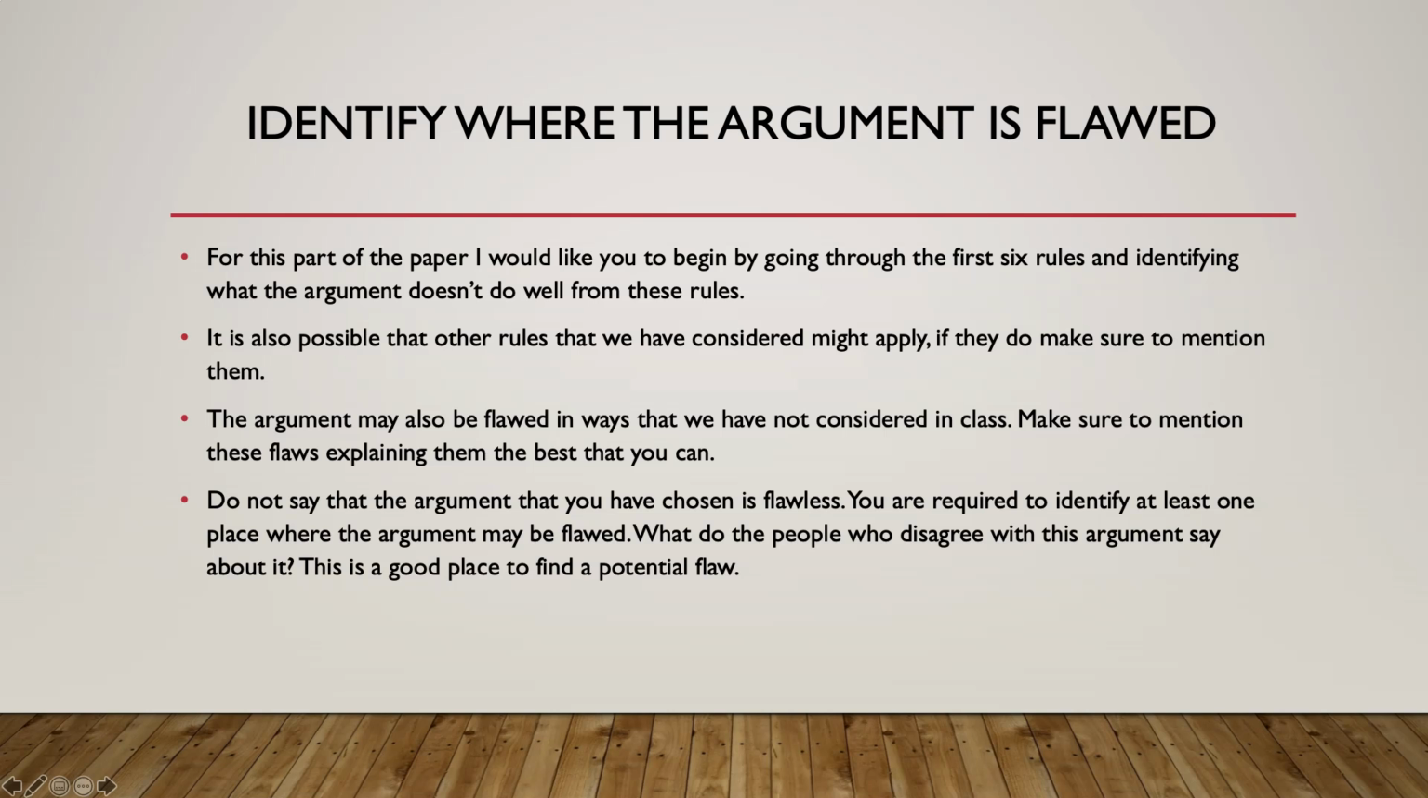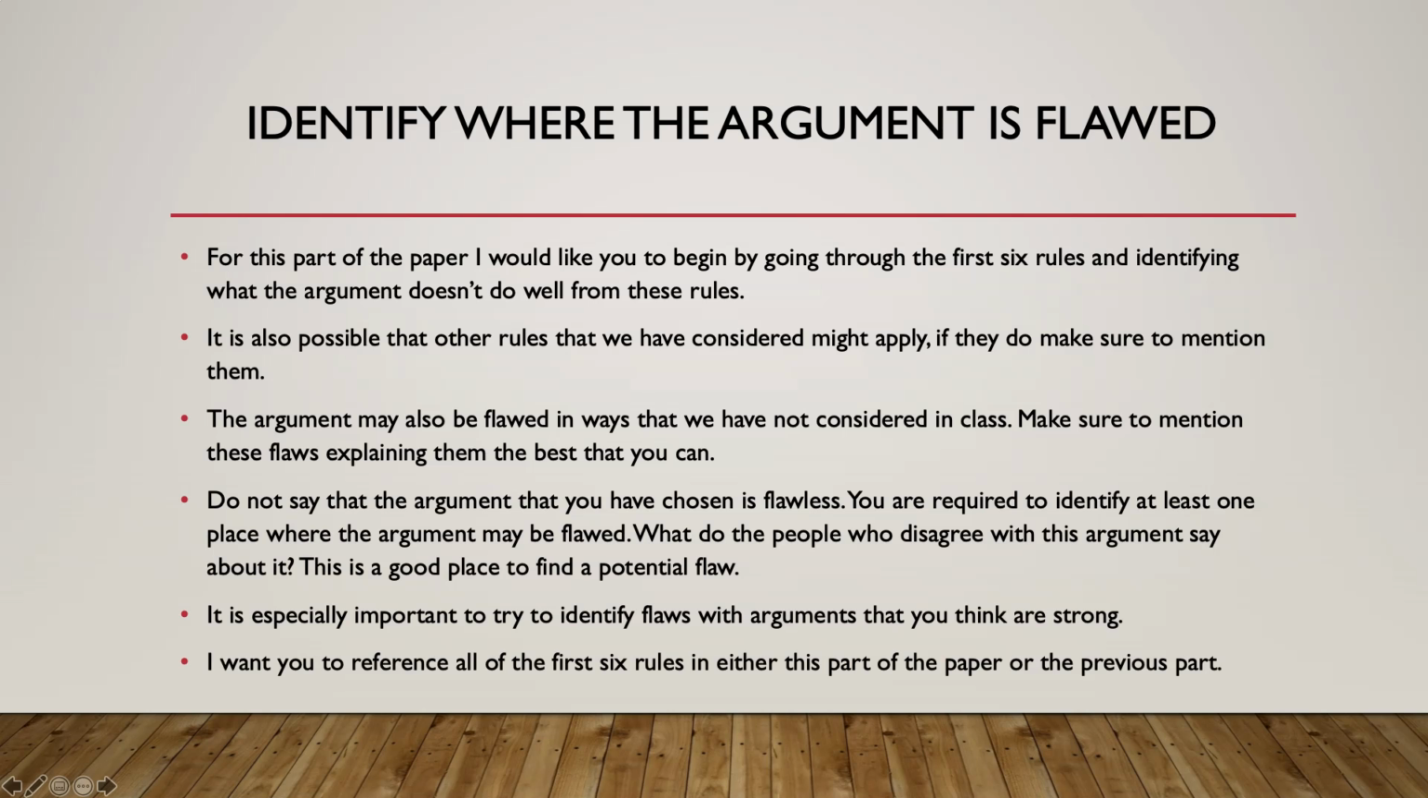So do not say that the argument that you're considering has no flaws or that it's flawless. You're required to identify at least one place where the argument may be flawed, right? So one way you might be able to do this is to consider what people who disagree with your argument say about it. And this can be a great place to find flaws with your arguments. This is especially important if you're trying to identify flaws with arguments that you think are strong or that you particularly agree with. All right?